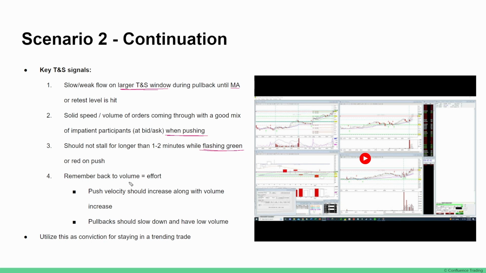Fourth, remember back to our second lesson on volume analysis where we said volume equals effort. Okay, so all of these things essentially translate to seeing a push velocity, so an increase in volume as we push, volume equals effort, and slower volume on the pullback. Okay, so we should see our continuation volume profile from lesson 1.2. So now let's look at an example of that where we could use this as conviction to either stay in a trade or to enter a trade long on the retest of a level.